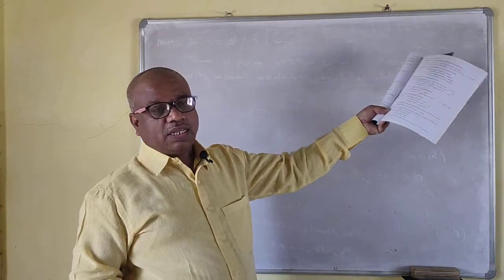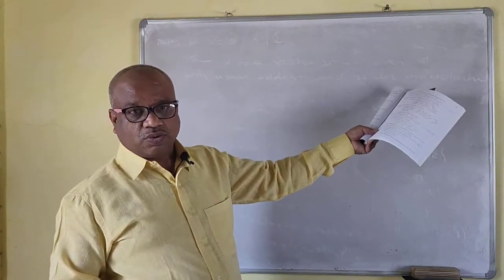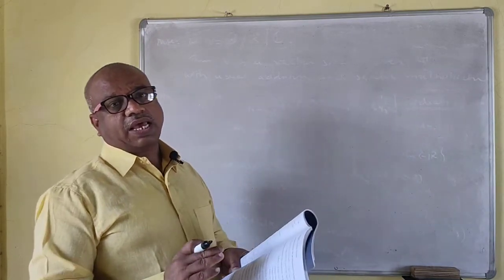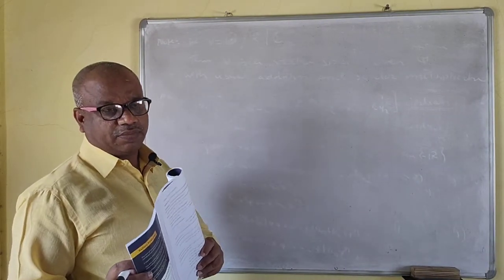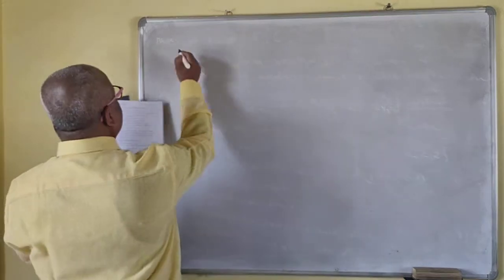If it is over R, then Q is not a vector space over R, because a real number times a rational number will not be a rational number. Okay.